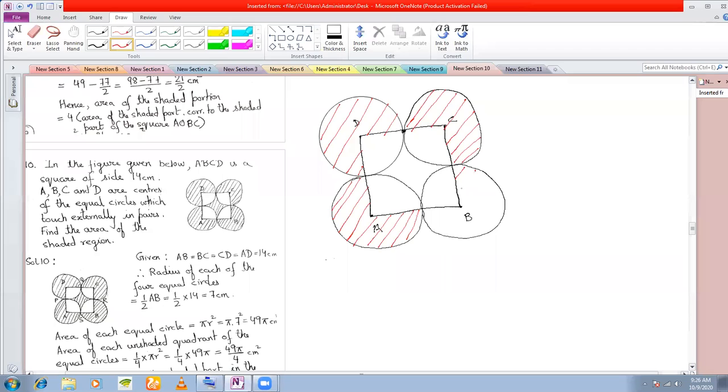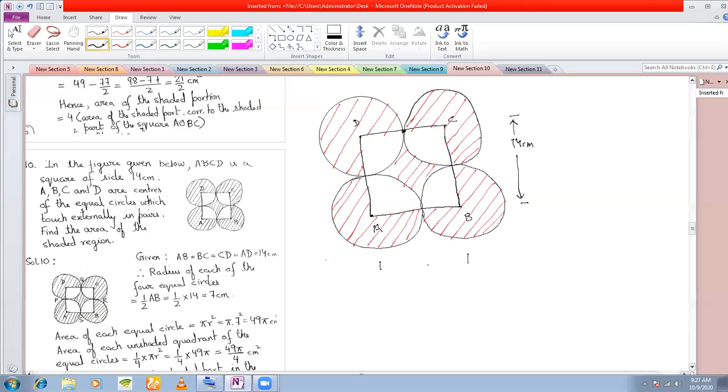Sir, all the circles are equal. All the circles are equal means? Sir, here all the circles in the diagram are equal. Yes, equal circles. They have the equal radius. This is the shaded region. And the side of the square is given to you as 14 centimeter. So that means this length is given to you as 14 centimeter, and so is this length.